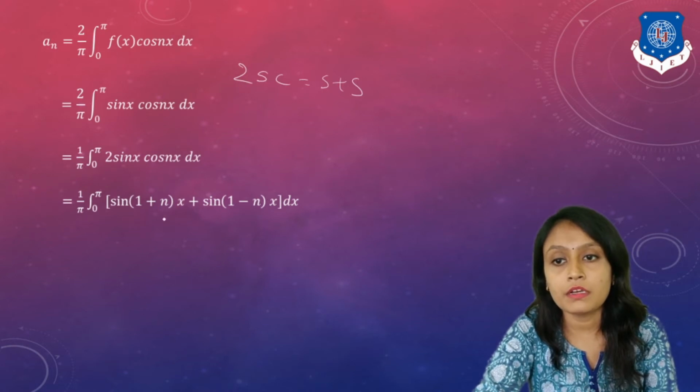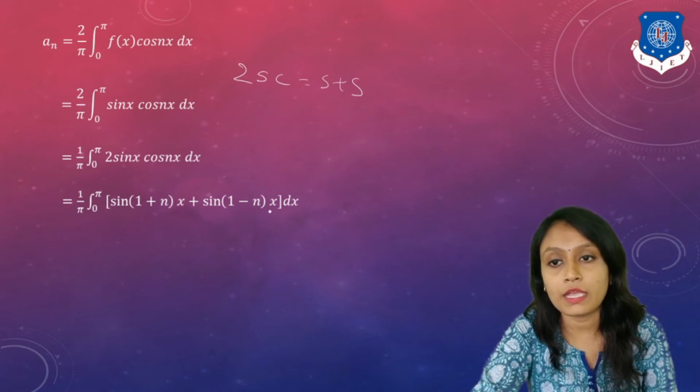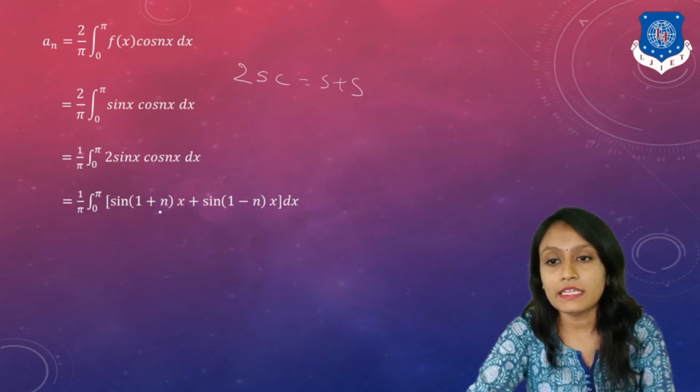So first, we will add the terms. Here we have sin (1 plus n)x plus sin (1 minus n)x. You have to add these, x plus nx, and x is taken common in both terms. Now we will integrate it.